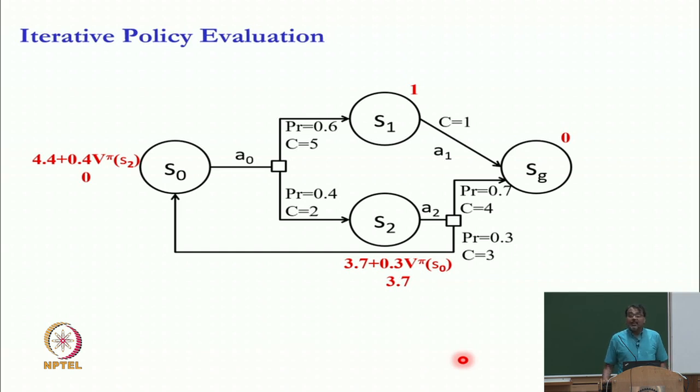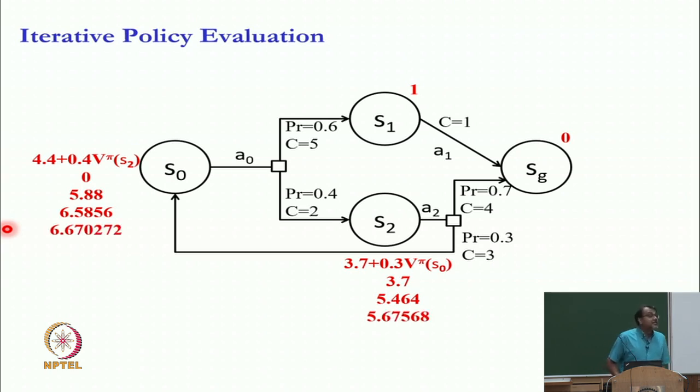S2 has a new value, its value is 3.7. So, that changes the value of S0. What is the new value of S0? It is 4.4 plus 0.4 times 3.7, which is 5.88. Now, S2 says, you changed your value, now I have to change my value. So, I change my value to 5.464. Same thing happens with S0, it says my successor has changed its value, so I am going to change mine. So, it becomes 6.58, then S2 says the same thing, it becomes 5.67, then S0 becomes 6.67. It keeps on going.